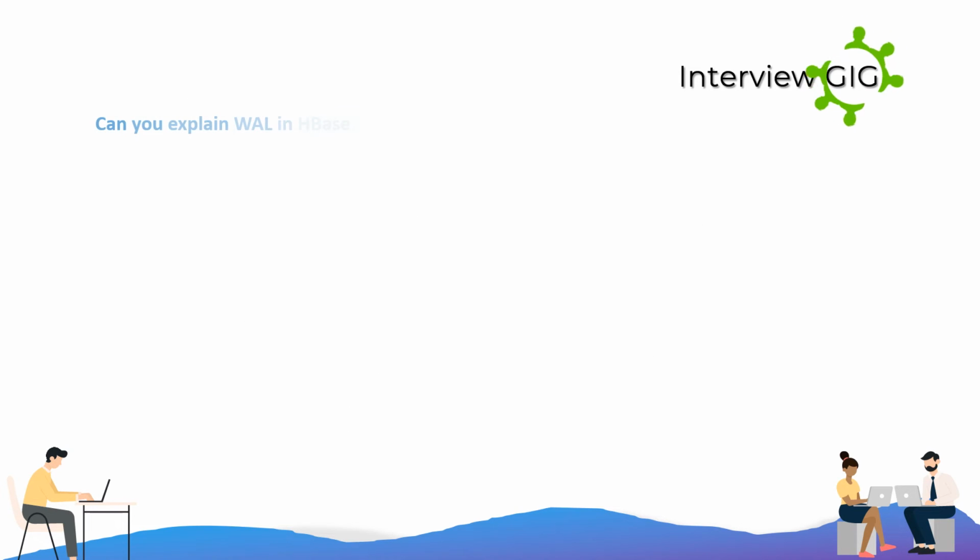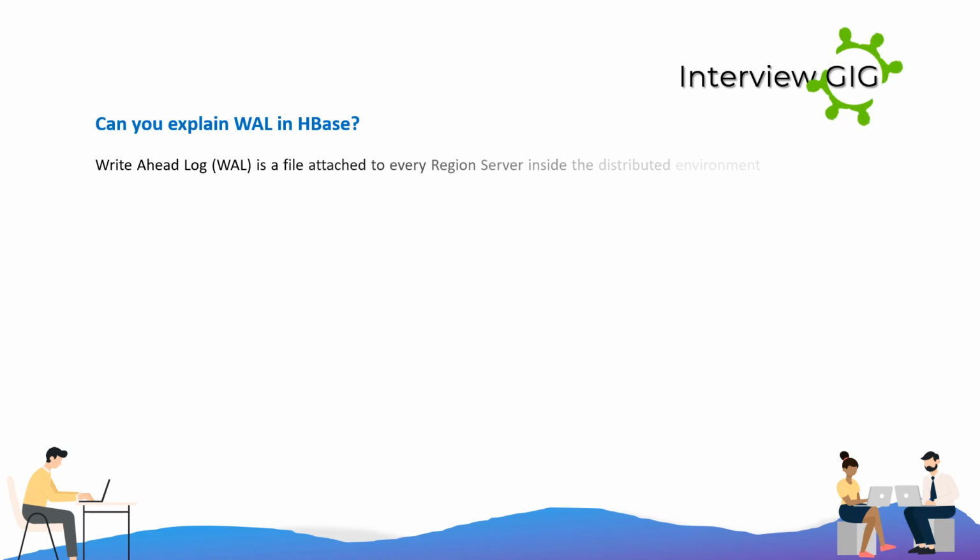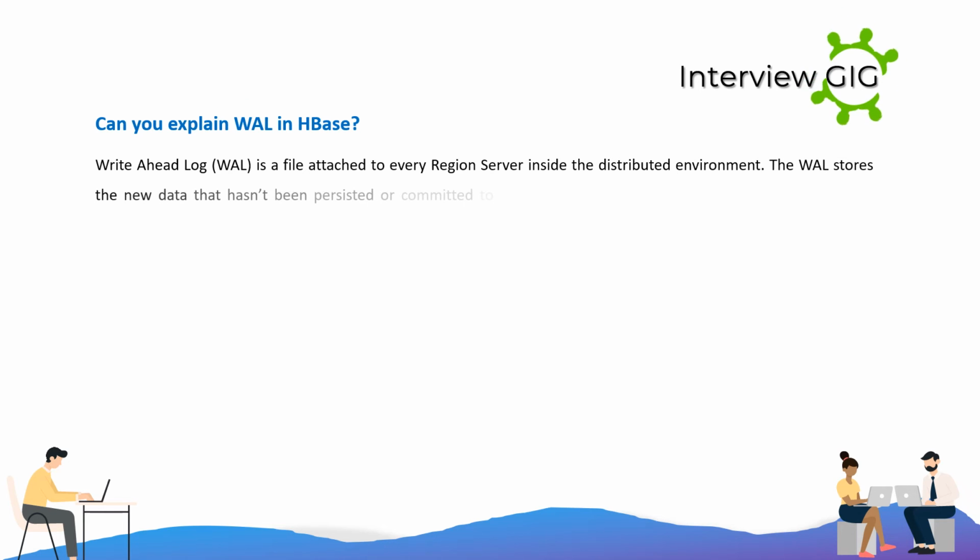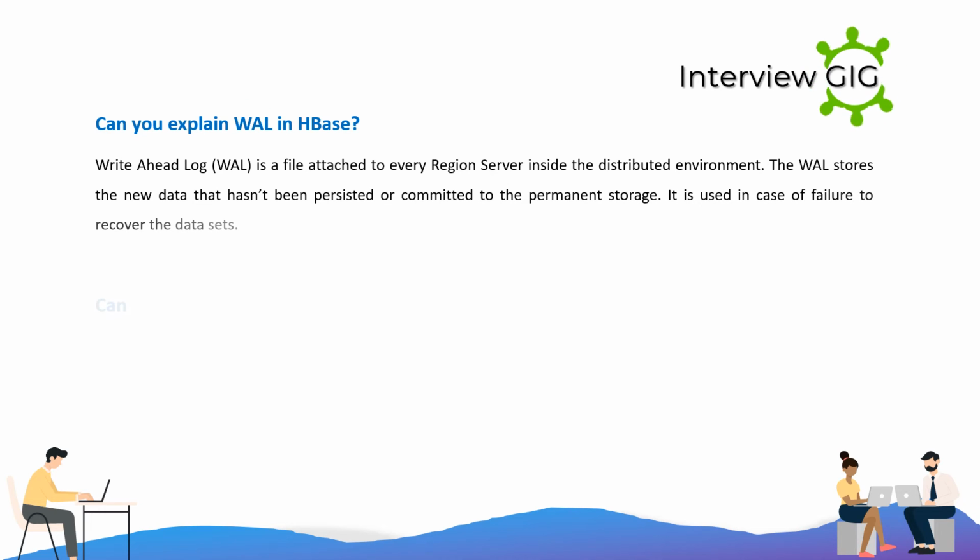Can you explain WAL in HBase? Write-ahead log, WAL, is a file attached to every region server inside the distributed environment. The WAL stores the new data that hasn't been persisted or committed to the permanent storage. It is used in case of failure to recover the datasets.